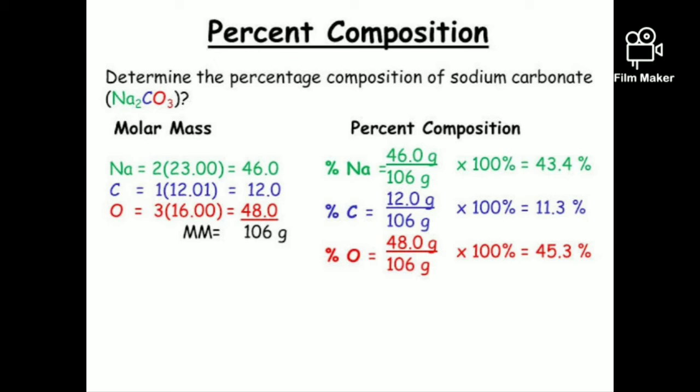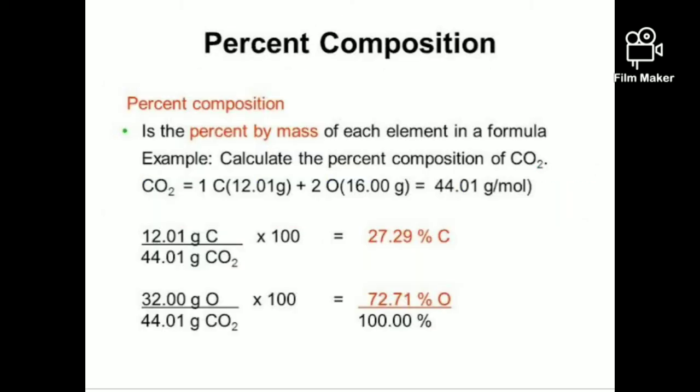Next example is of sodium carbonate, Na2CO3. In this there are three elements: sodium, carbon and oxygen, and we can find the percentage composition of each element by applying the percentage composition formula. After that, one more example is here, that is of carbon dioxide. First of all you have to find the molecular mass of carbon dioxide, that is 44.